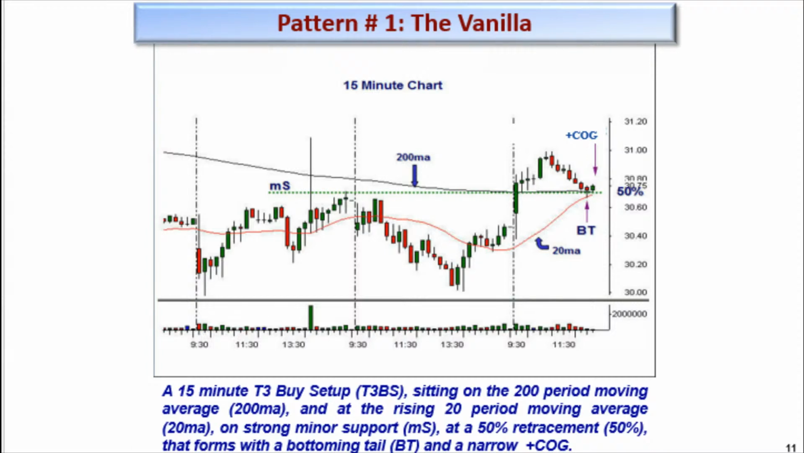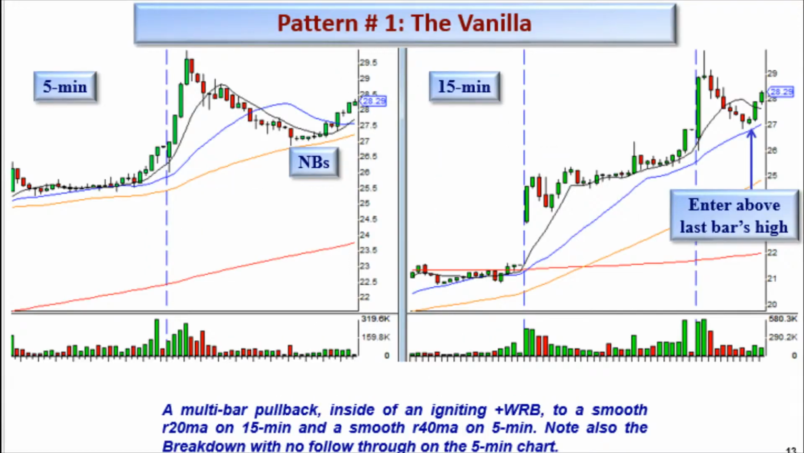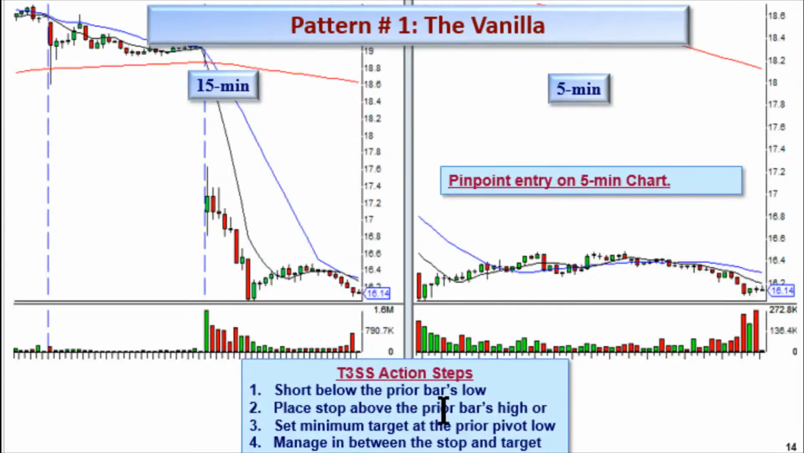But a lot of times you don't get a picture perfect buy setup like this one, or like the one before it. You don't get a vanilla play, right? You get more challenging setups. You get setups that look like this. This is a 15-minute chart, and on the 5-minute it was in an uptrend, didn't even look good. So how do you play these? How do you take advantage of these? Is there a way to do it?